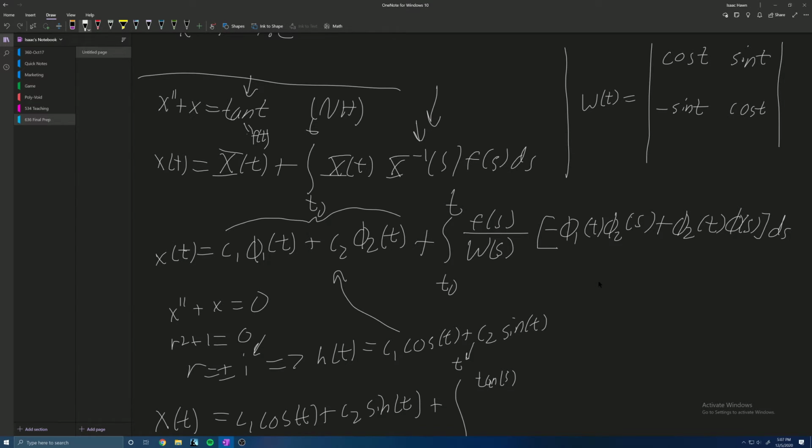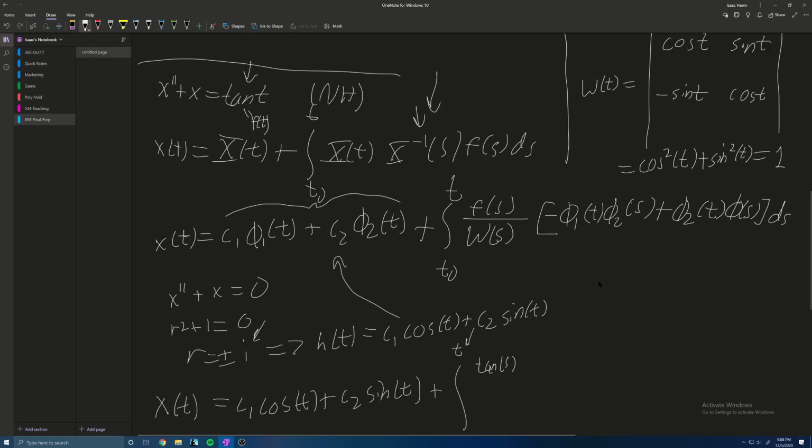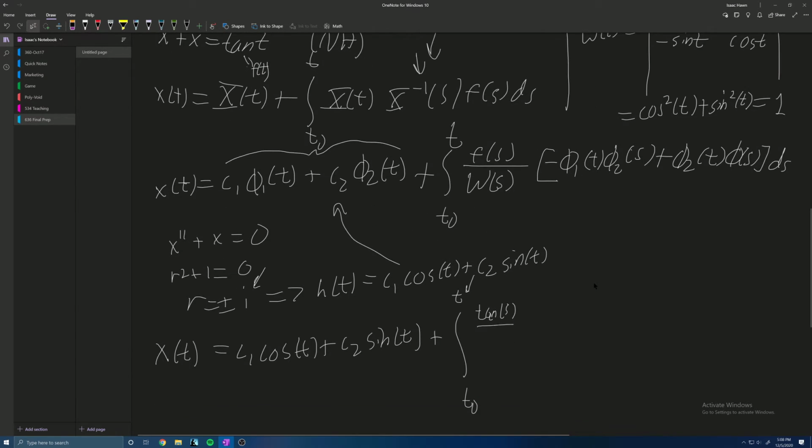And this determinant is going to be equal to cosine squared of t, minus the negative sine squared, so plus sine squared of t. You see that that's just 1. So what we can say here is this is just over 1. Perfect.